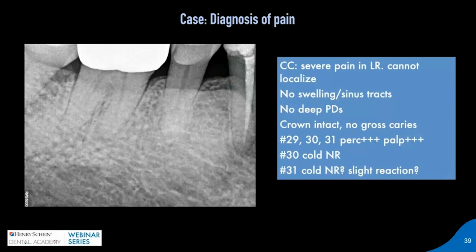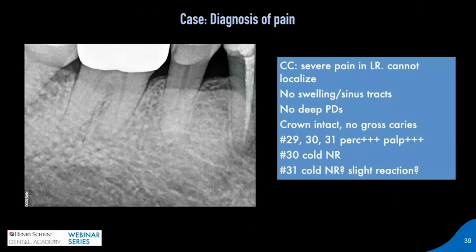So in this case, this patient had another example of pain that was a little bit difficult to diagnose. This patient presented with severe pain in the lower right. Again, no obvious signs of swelling, sinus tracts, or deep probing depths. In this case, the crown was intact, and there had been no caries associated with the tooth in the lower right, so tooth number 30.